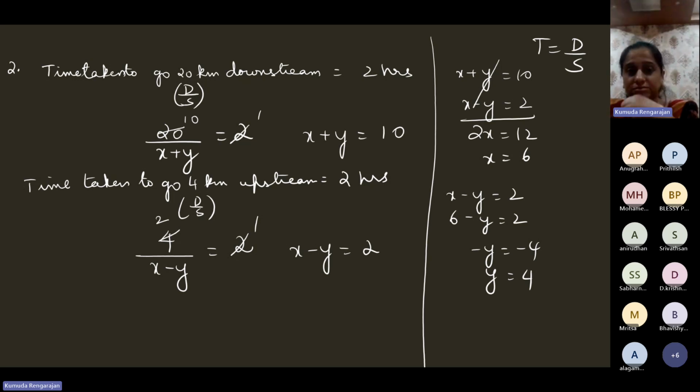You'll have to write that. You should not leave your answer with x and y like this because it's a word problem. You need to write your answer in statements. So speed of boat is 6 kilometers per hour and water is 4 kilometers per hour.